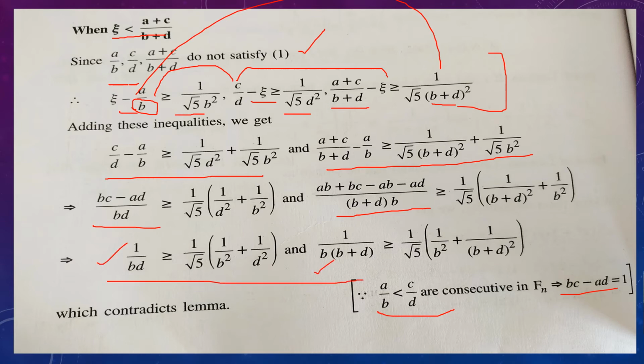Now what is this? This is the lemma, and in the lemma, both inequalities can't hold together. Here both inequalities hold together, so it contradicts the lemma. So our supposition is wrong. These numbers must satisfy equation number 1.